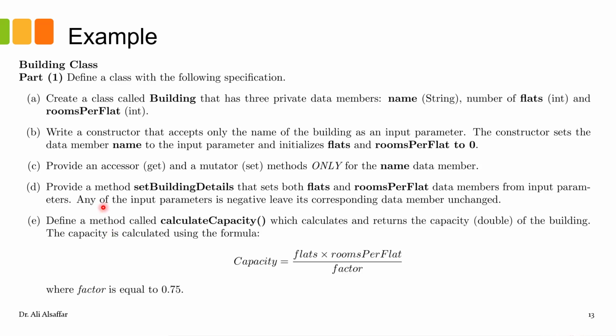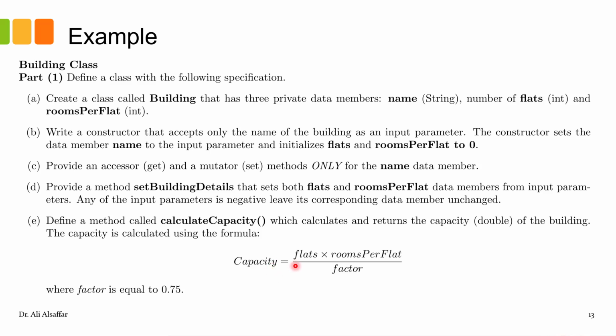In the next part, we need to define a method called calculate capacity, which calculates and returns the capacity, as a double, of the building. Whenever there is a calculation that should be done by a method, then we must return the result of this calculation. Now, how do we compute the capacity of the building? We are going to compute it by using this formula.